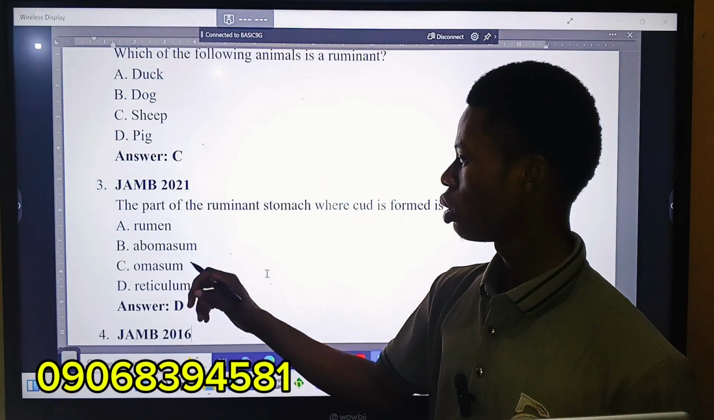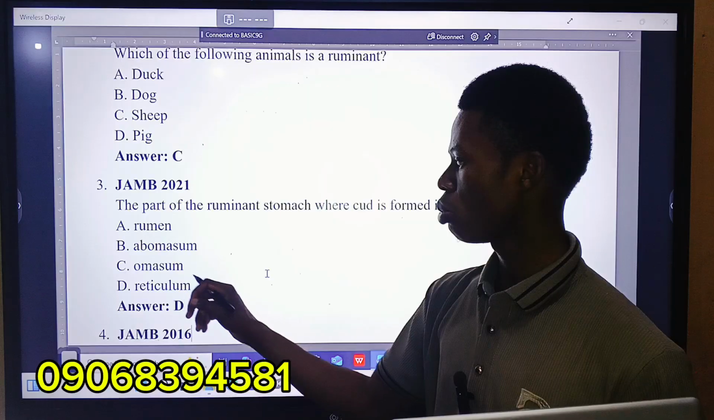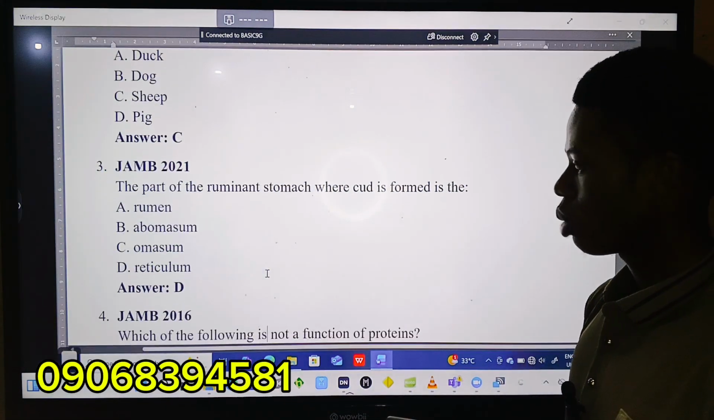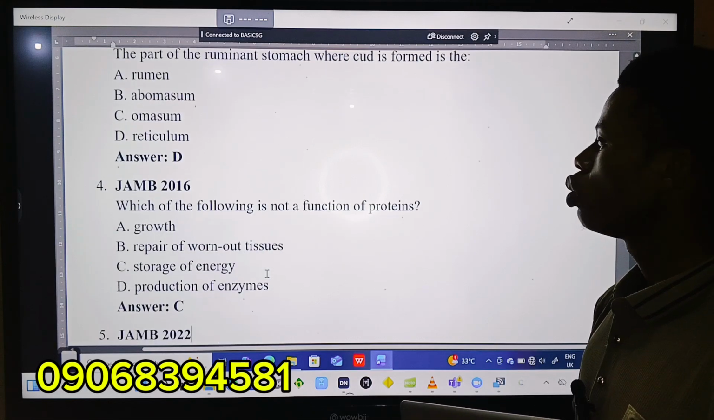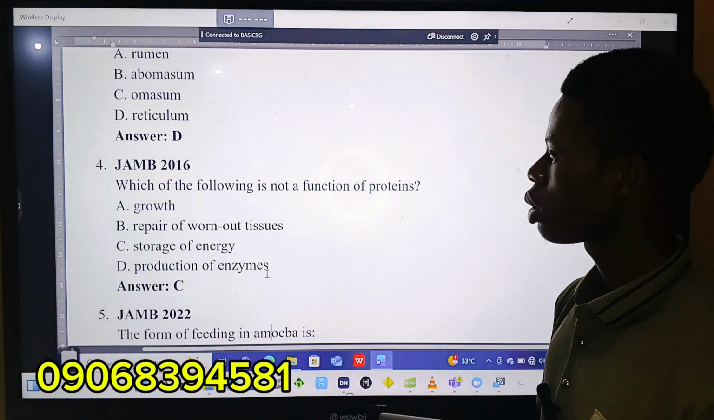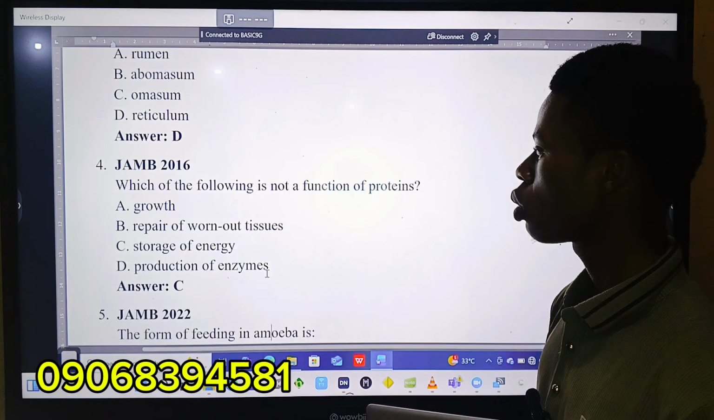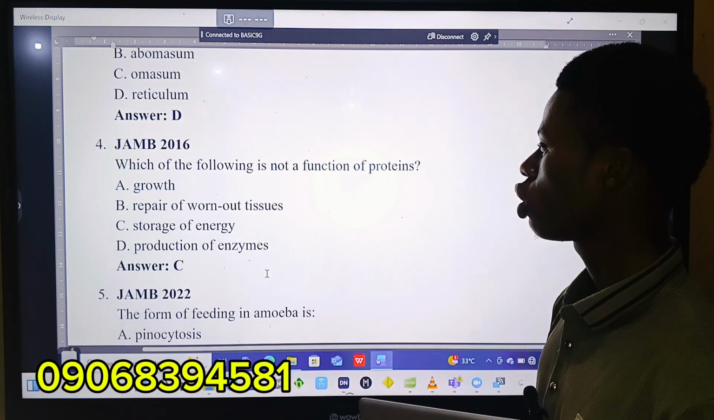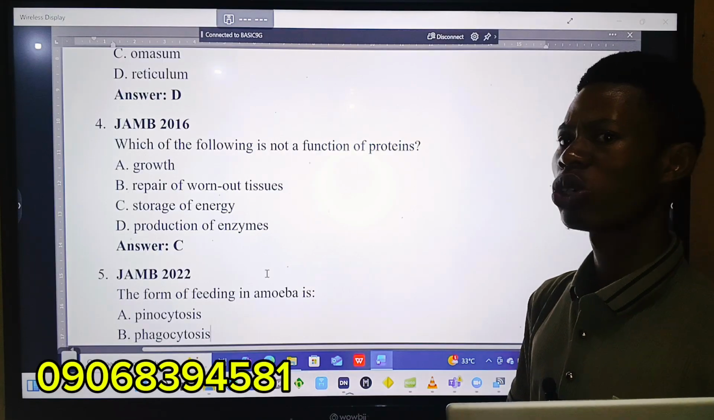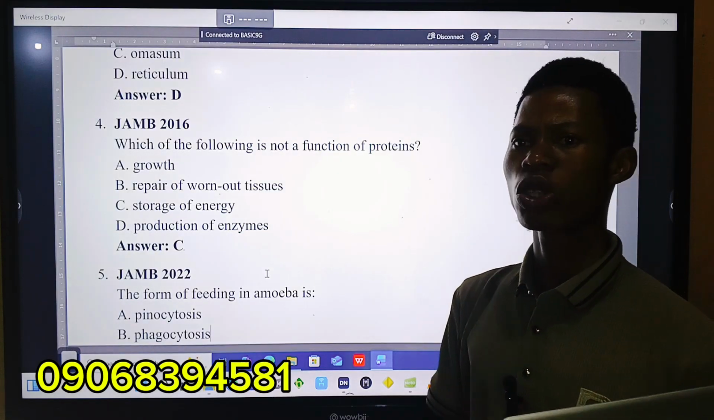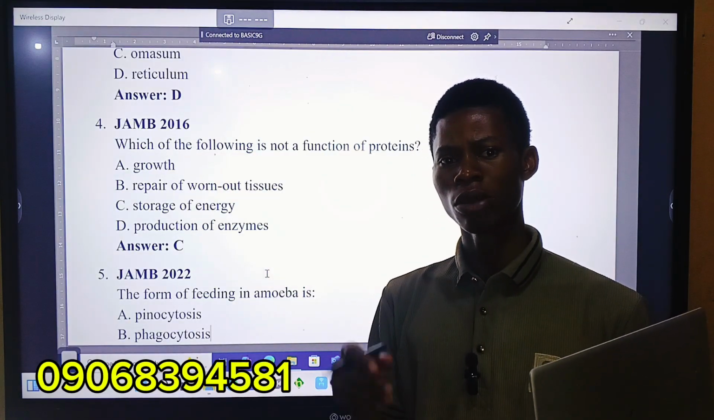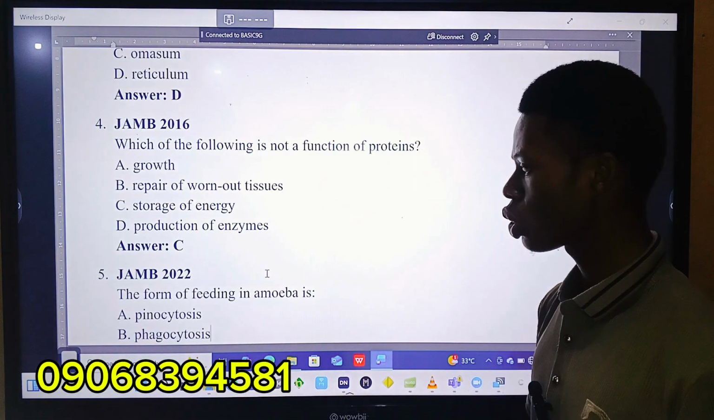Rumen is the first stomach. Abomasum is the true stomach. Omasum is there. Reticulum is where cud is formed. Right? JAMB 2016. Which of the following is not a function of protein? A says growth, B says repair of worn out tissues, C says storage of energy, D says production of enzymes. The answer is C, storage of energy. Protein is not involved in storage of energy. What is majorly involved in storage of energy is lipids. Carbohydrate generates energy, but the major function of lipids is energy storage.